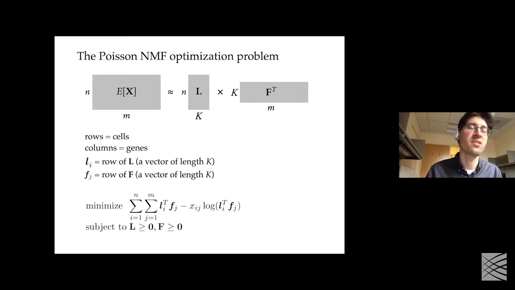If you replace L times F with some parameter, this is just taking the log of the Poisson. Okay. That's all it is. Yeah. So we're just doing maximum likelihood estimation of L and F under this Poisson model. Okay. Great.